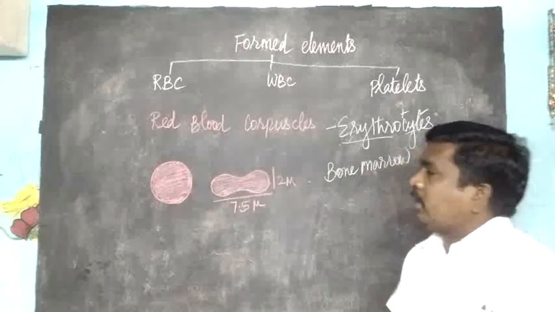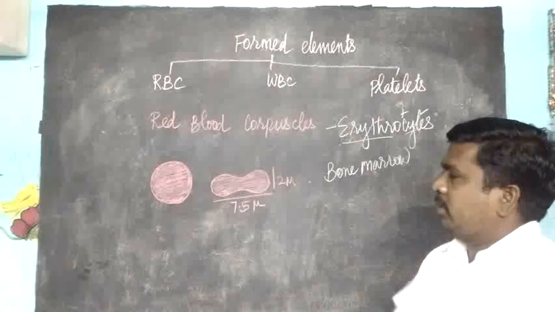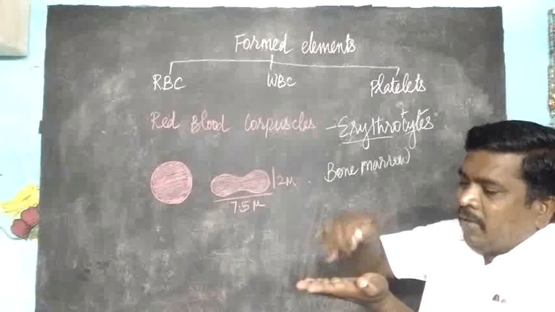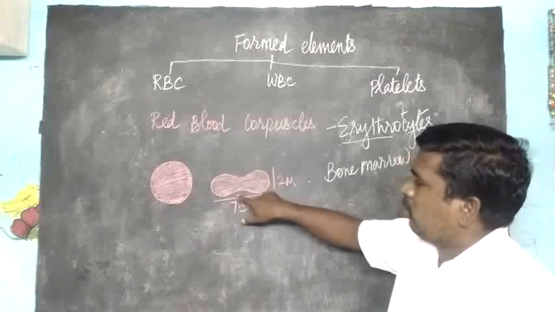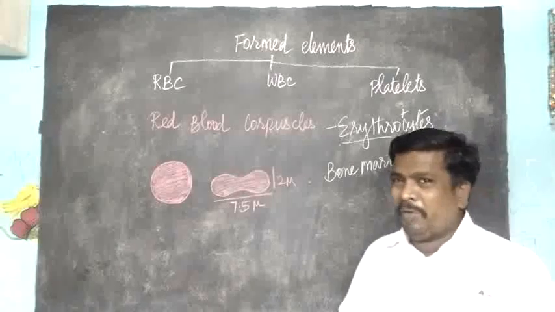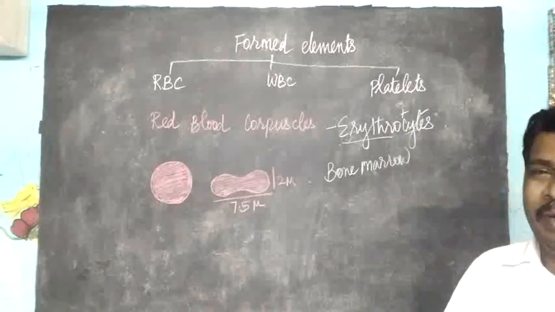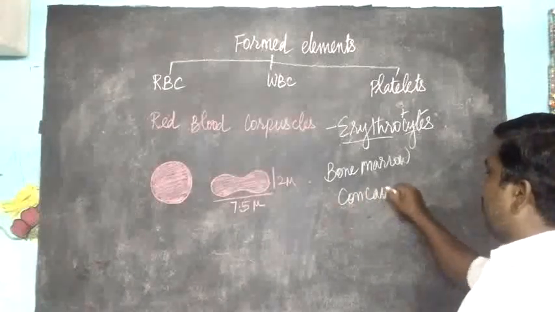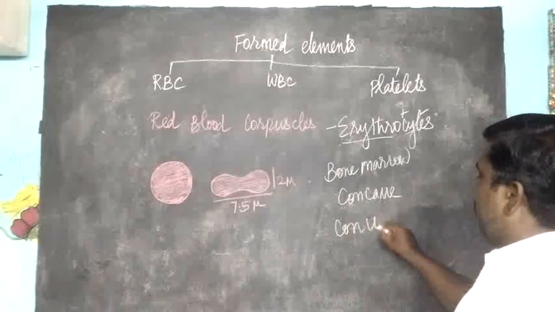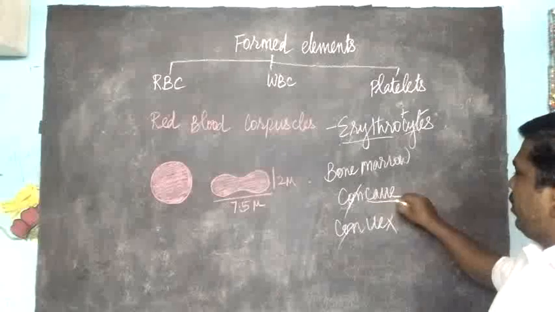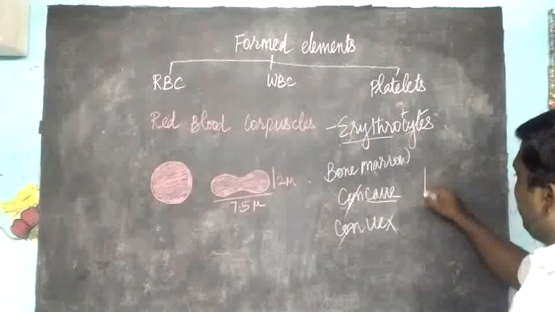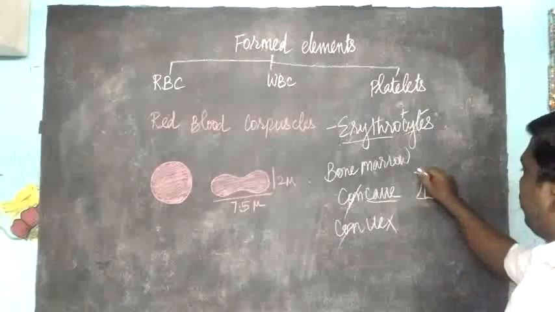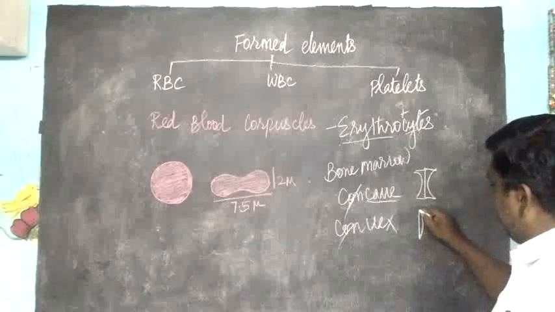RBC cells are circular and biconcave in nature. What is biconcave? It is hollow on the top and on the bottom. You see, it is hollow here and hollow here. It's biconcave in nature. So now we may have confusion about what is convex and concave. Understood? Concave has the word cave in it, with the k sound. That is concave. It is biconcave. The other one is biconvex.